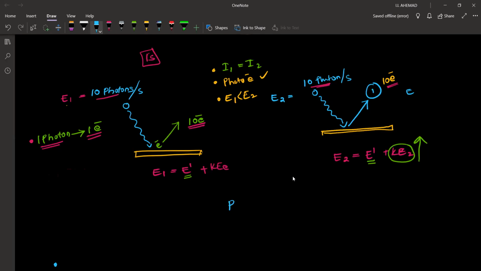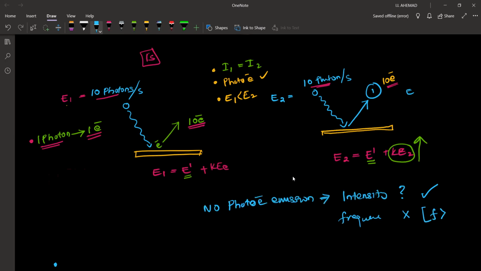So, now tell me, photoelectric emission. Does it depend on intensity? I mean the number of photoelectric emission. Does it depend on the intensity? Yes. Does it depend on the frequency? No, as long as it is greater than the required frequency.